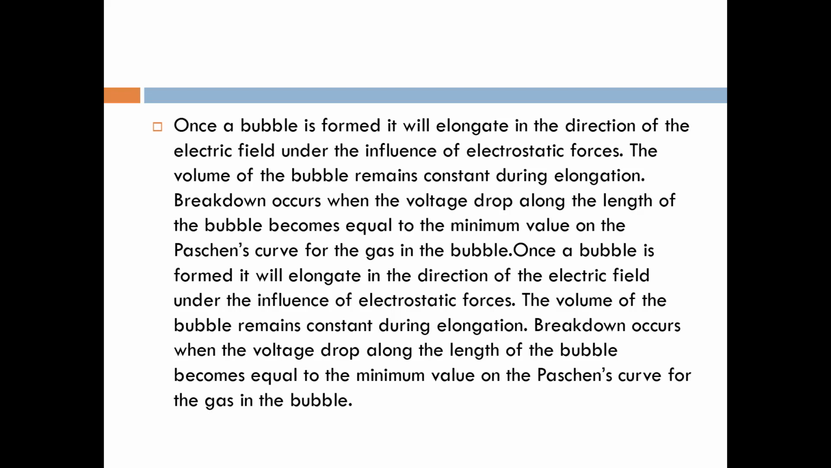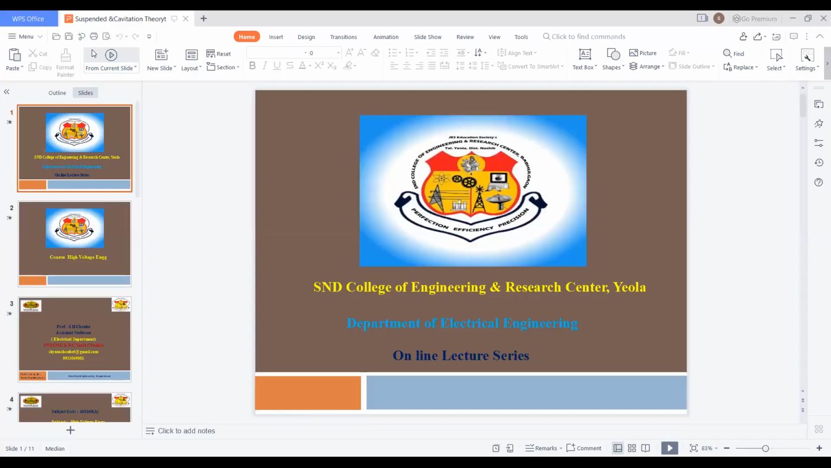Now we will see the next one. Up till now we have seen two theories, the suspended particle theory and the cavitation and bubble theory. I have already told you the difference: in the case of the suspended particle theory, epsilon 2 is greater than epsilon 1, but in the case of the cavitation and bubble theory, epsilon 2 is less than epsilon 1. So in the next lecture, we will see the space volume theory.